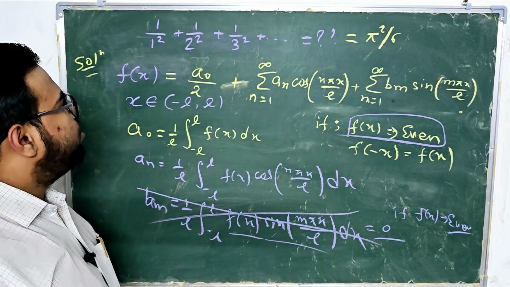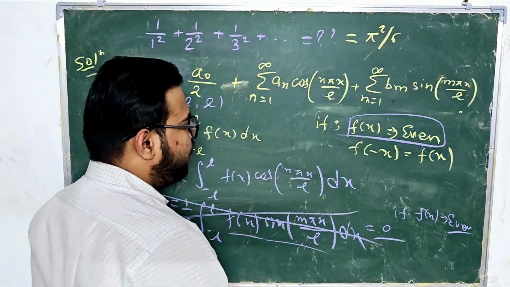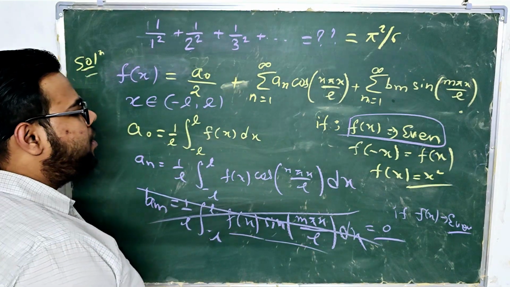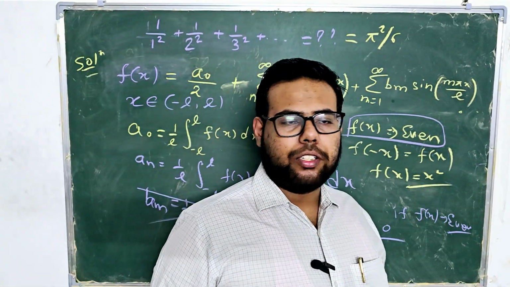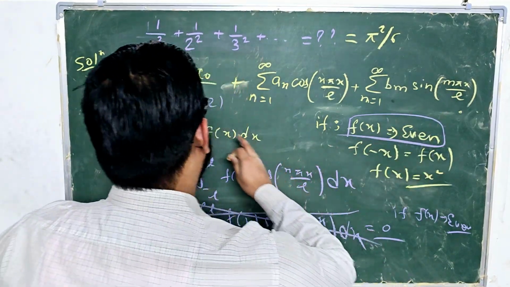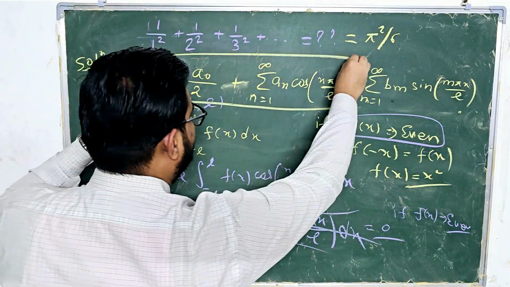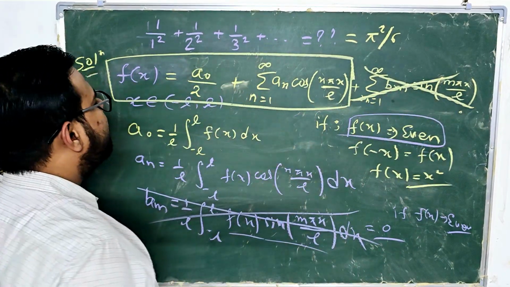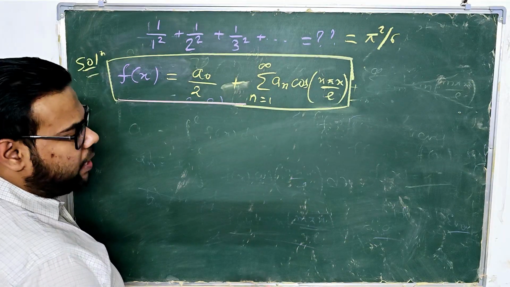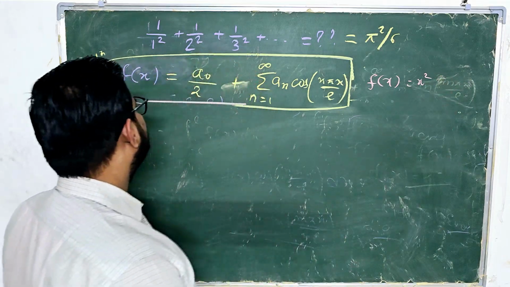So for our calculation of pi square by 6, that is the summation, we will assume the function as x square. So let's see what we get. And since x square is an even function, we will not get any b m term over here, so we can neglect this term and we'll be just left with this function. There's no need of this. So now let's solve the Fourier series for this function. So we had assumed that f(x) is x square.